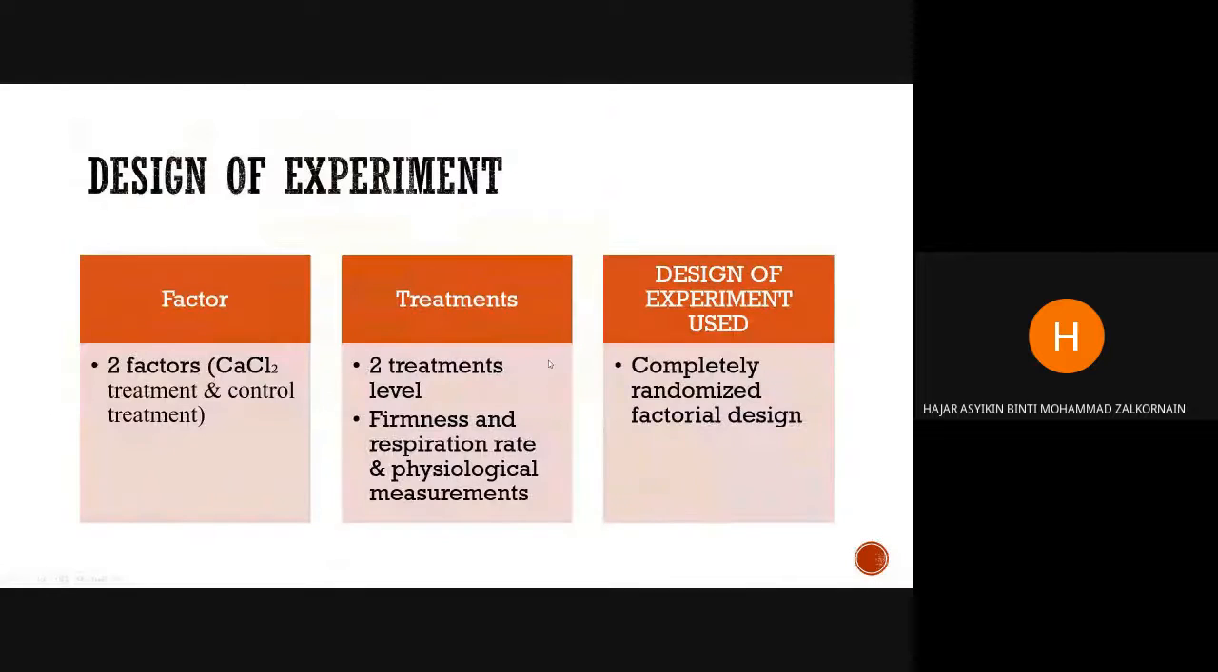So for the design of experiment, the factors used for these studies are the calcium chloride treatment and the control treatment. For the treatment itself, we got two levels of treatments: the first one, the firmness and respiration rate, and the second one is physiological measurements. So what is the design of experiment used in these studies? In these studies it is a completely randomized factorial design.